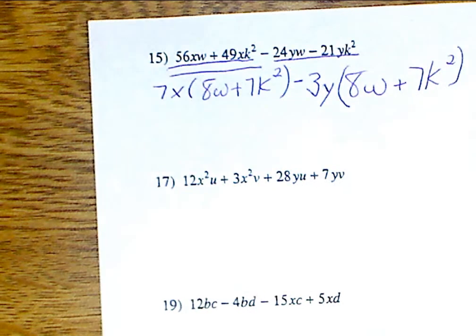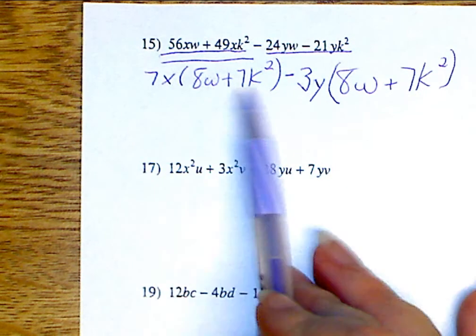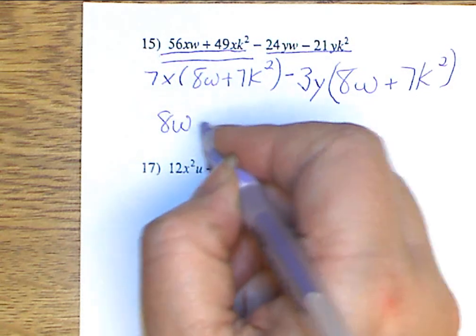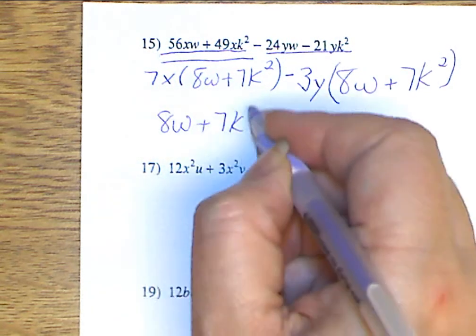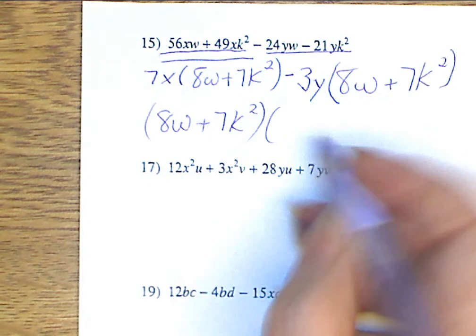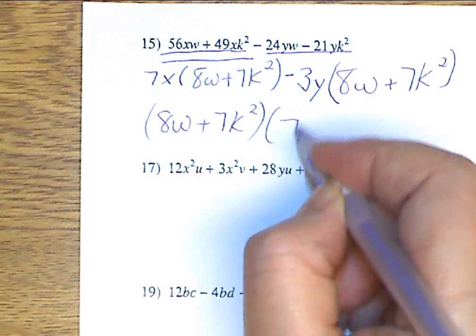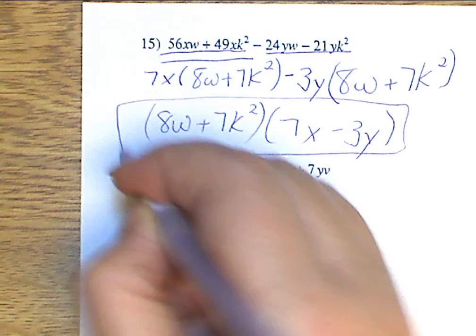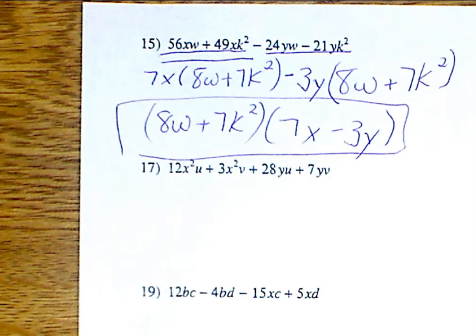What does this have in common with that? 8w plus 7k squared. And then this one, 7x minus 3y. It's the second, because it's starting with the second step.